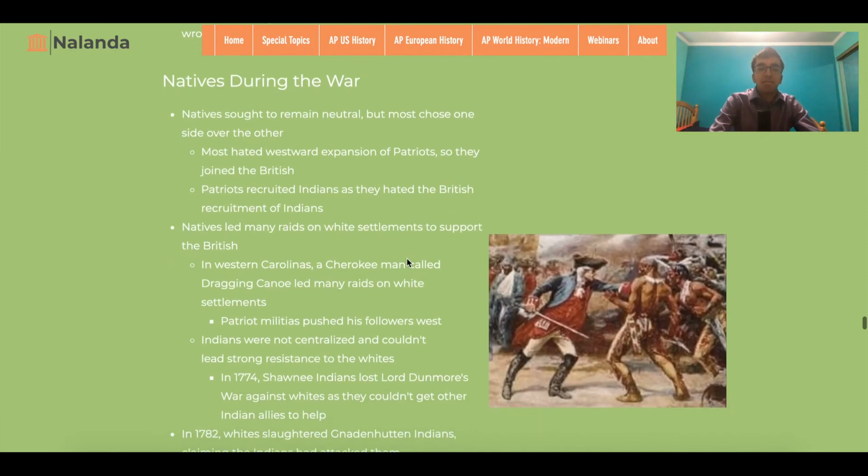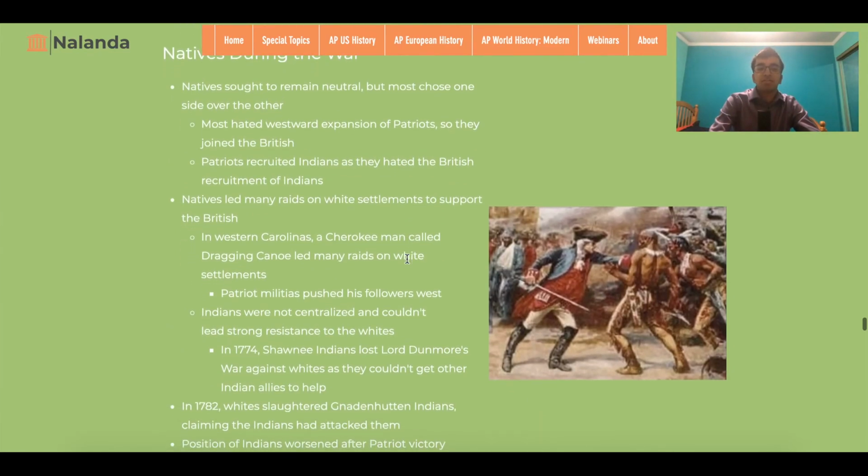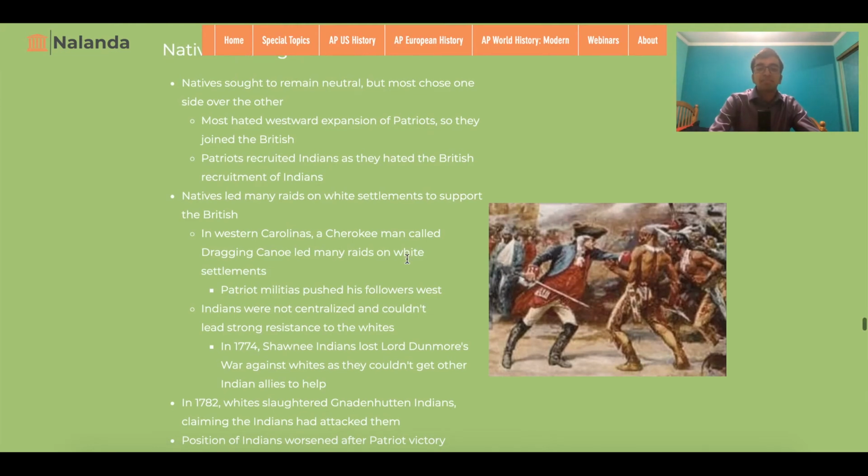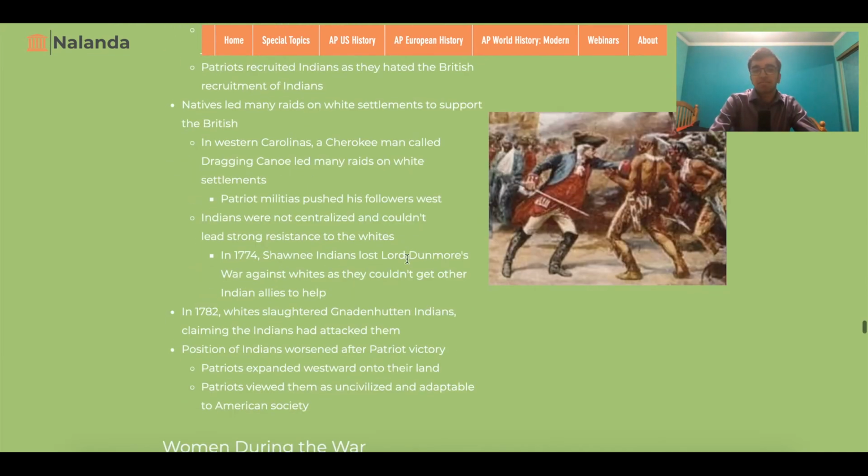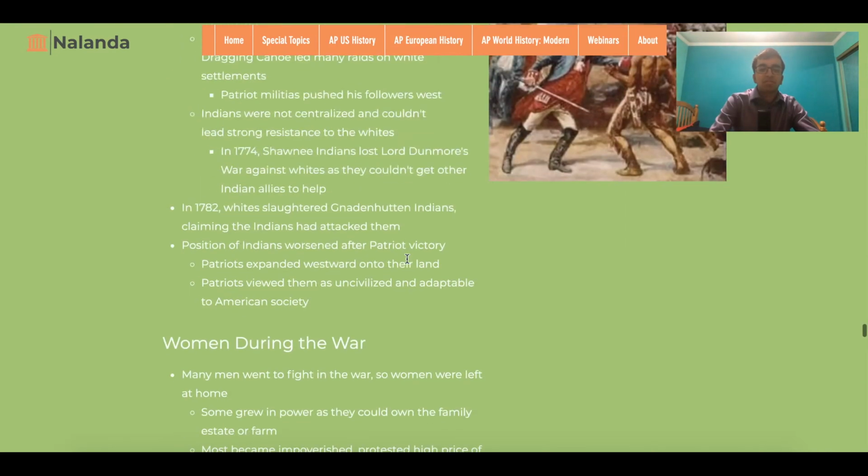Now, many Indians joined the British Army during the war because they hated the westward encroachment of the colonists. They believed that the British would save them from the westward encroachment of the colonists. Many Indians led raids on the white settlements, most notably a Cherokee man who was called Dragging Canoe. In 1774, the Shawnee Indians led raids on white settlements, sparking Lord Dunmore's War, but they couldn't get other Indian tribes to help them, so the colonists won that war.